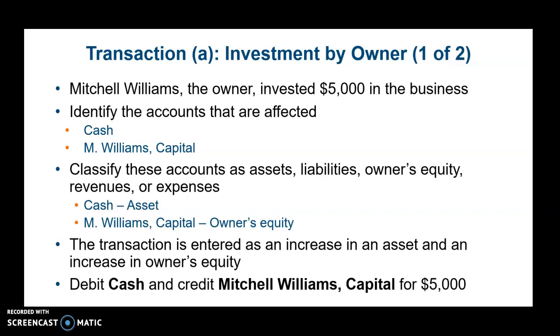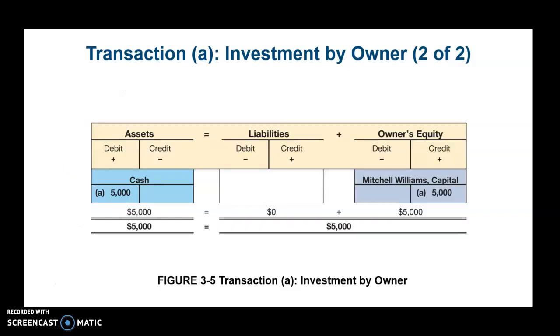If we identify how it's been affected, we'd say it's cash and capital. We've learned that before. That's what we know. If we look at the classifications, we know that cash is an asset, capital is owner's equity. We've known that from the last 2 chapters. So then what we're going to look at is how is the transaction entered? Well, we know it increases the asset and it increases capital. So because of that, we're going to debit cash and credit capital for that $5,000. So it looks something like this.